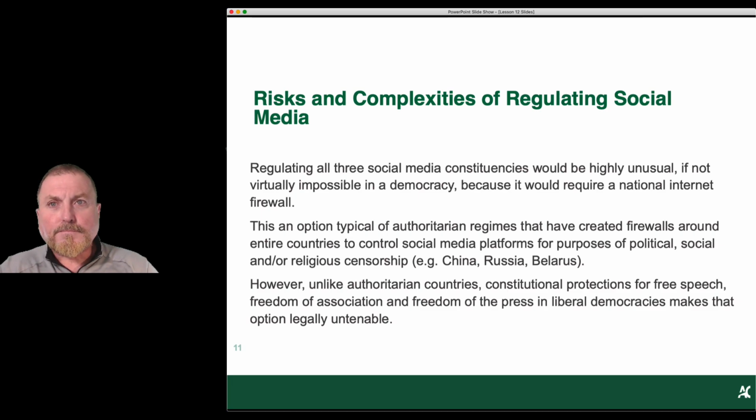All right, and those three communities of social media: the producers of content, the users of content, and the industry itself, or the corporations themselves. You can't regulate all of those parties. It would be almost impossible in a democracy. You would need an internet firewall to do that, much like what China, Russia, and Belarus have. But unlike in authoritarian countries, we would never approach it that way, because we have constitutional protections for free speech and because we know the value of free speech. And free speech is exactly what we're trying to defend by getting at these social media abuses, right?